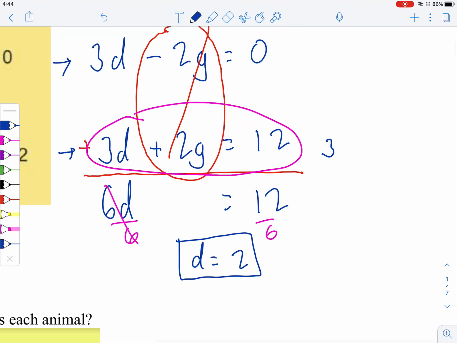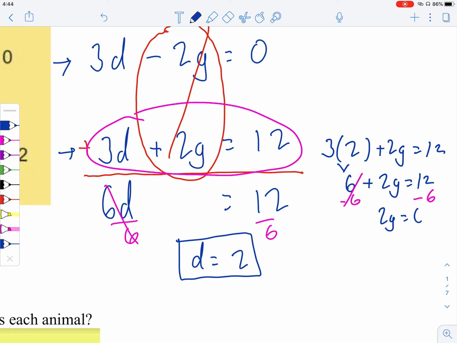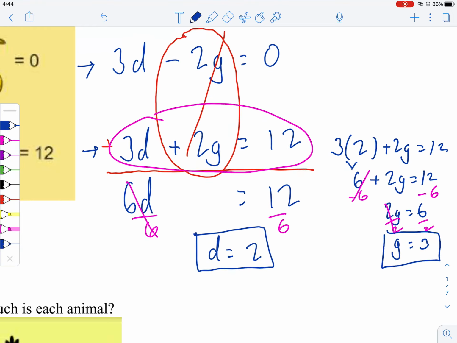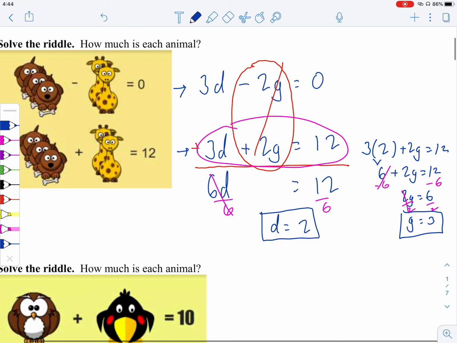Right, so we go 3 times 2, because that's your dogs, plus 2g equals 12. And then we can solve that. 6 plus 2g equals 12. Then we subtract 6 both sides. 2g equals 6. Divide by 2. G equals 3. All right, so we know each dog is 2 and each giraffe is 3.